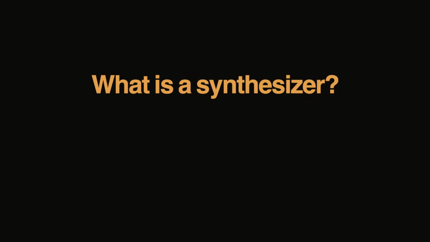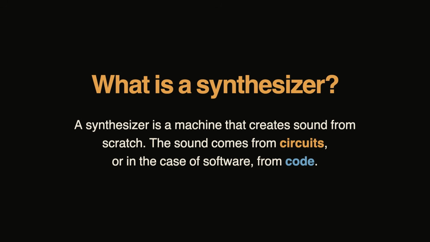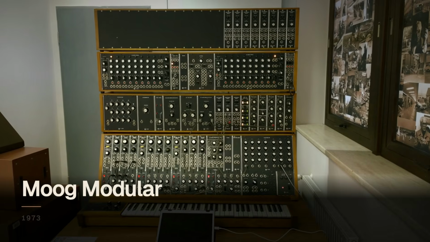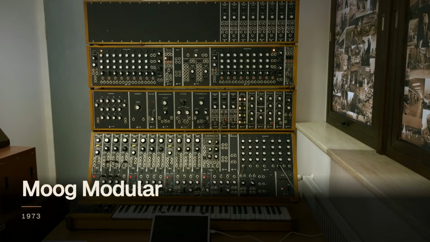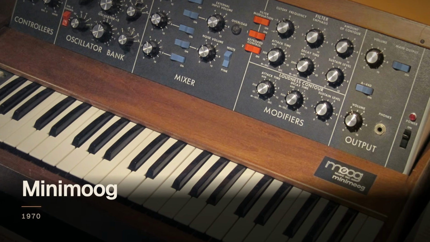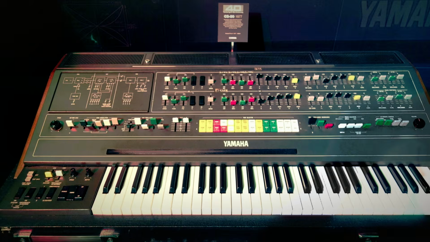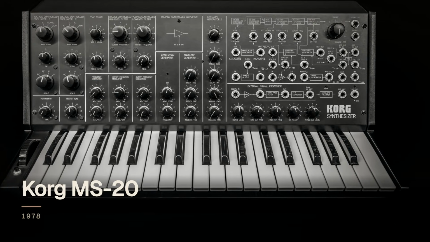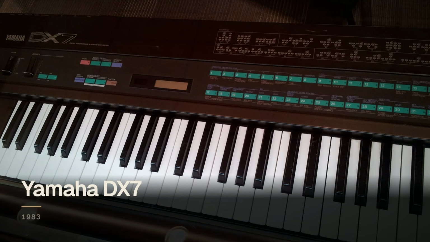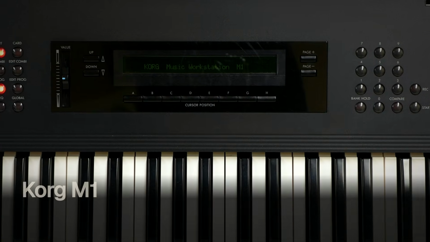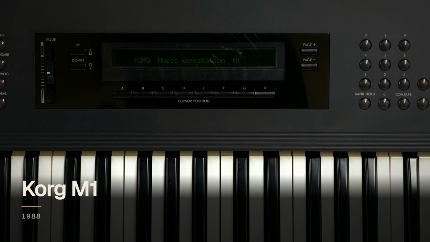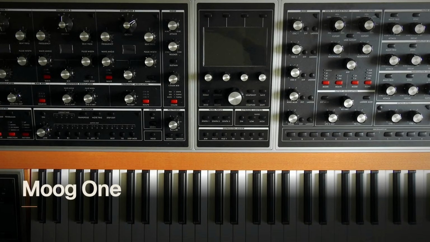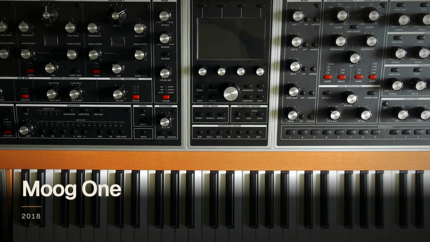What is a synthesizer? A synthesizer is a machine that creates sound from scratch. And the sound comes from circuits, or in the case of software, from code. So synths really started as huge modular systems. And by the 70s and 80s, they had shrunk into these iconic keyboards that you have seen in photos. And today they are everywhere, including inside your computer. And when a synthesizer lives inside your computer as a plug-in, we call it a soft synth.